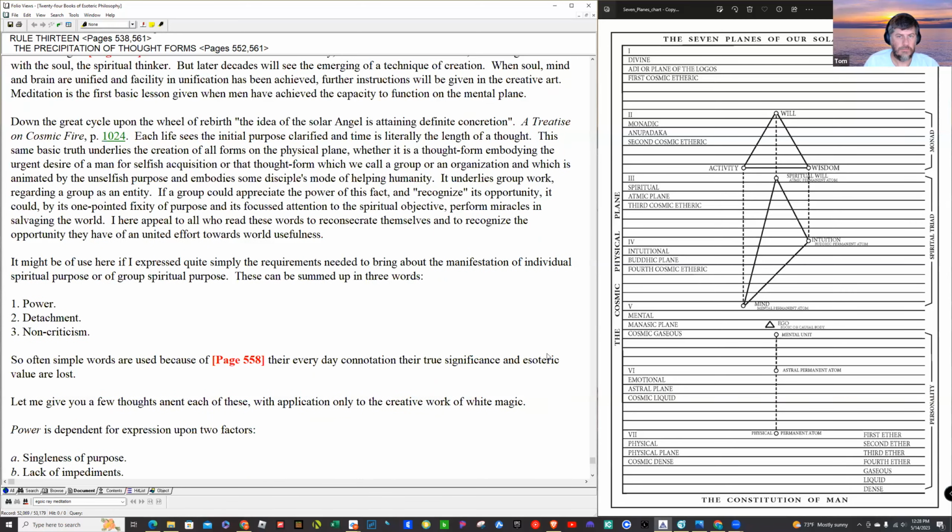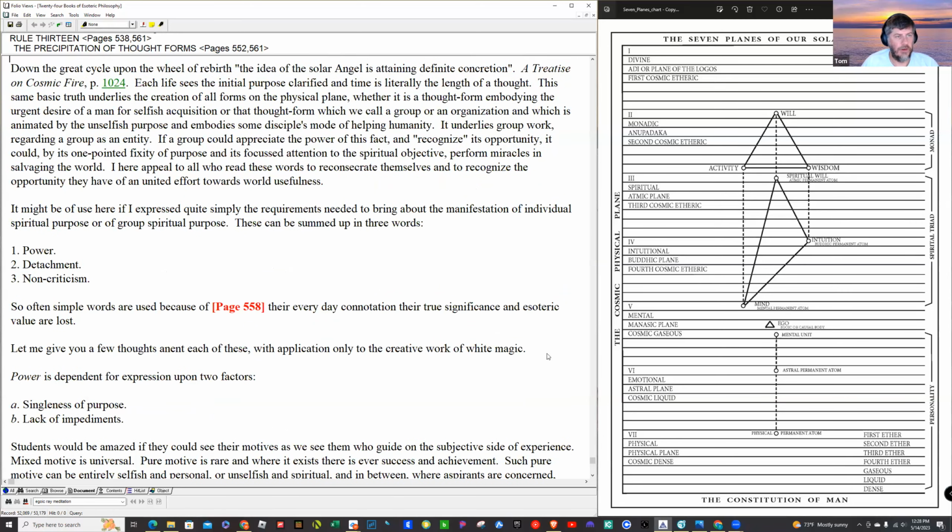Down the great cycle upon the wheel of rebirth, the idea of the solar angel is attaining definite concretion. A Treatise on Cosmic Fire, page 1024. Each life sees the initial purpose clarified in time, which is literally the length of a thought. The same basic truth underlies the creation of all forms on the physical plane.